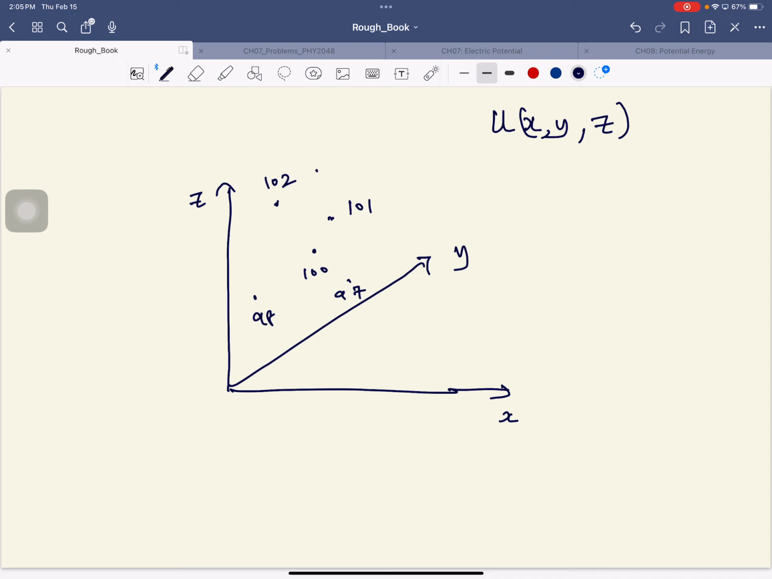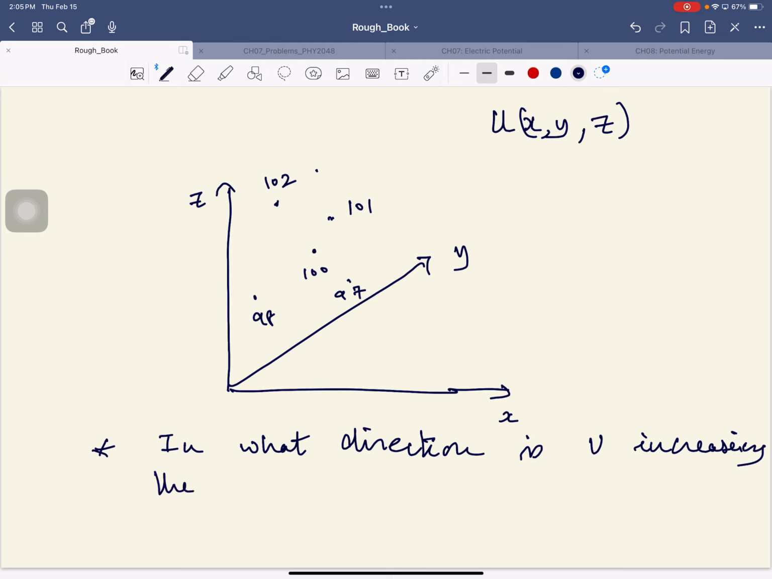Okay, let me write that down. In what direction is u increasing the fastest, and at what rate? And that's what the gradient operator gives you.